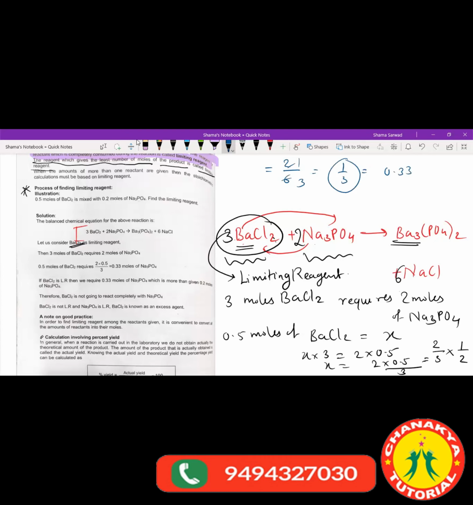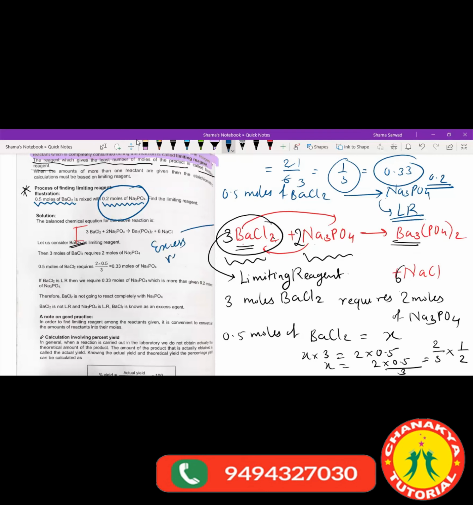So 0.5 moles of BaCl2 requires how many? 0.33 moles of Na3PO4, sodium phosphate. Right? But in your problem, what did they give you? 0.5 moles of barium chloride is mixed with 0.2 moles of sodium phosphate. Correct? So by that, what do you come to know? This value 0.33 is greater than 0.2, which is more than that of your sodium phosphate value. And as it is excess, we can say your barium chloride would not be a limiting reagent, meaning your assumption is wrong. Instead, your sodium phosphate acts as the limiting reagent, LR, and your barium chloride would be the excess reagent. Understood?